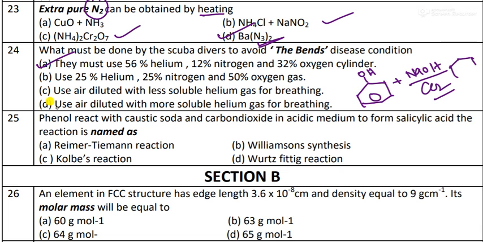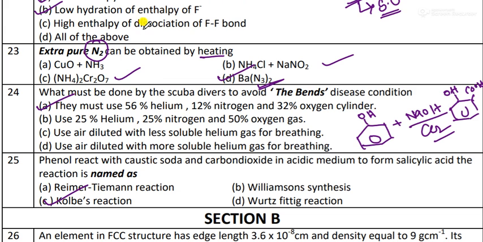What must be done by the scuba diver to avoid the bends? Remember, when the person enters the water and then comes back, because of nitrogen bubbles trapping, we will get the bends, pain will come. In order to prevent that, they can use 56% helium, 12% nitrogen, 30% oxygen only. Okay? I'm just giving a rough answer.